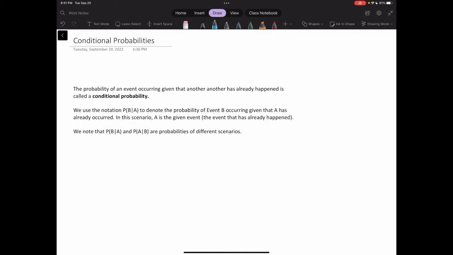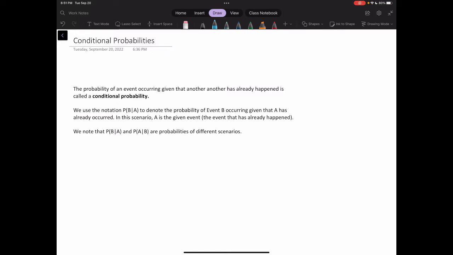So in this particular video, I wanted to go over the concept of a conditional probability. Let's start off with some definitions and then we'll get into some examples. The probability of an event occurring, given that another event has already happened, is called a conditional probability. You have what I call inside trader information that something has already happened. Well, what's the probability that a different event occurs given that you already know something has happened?